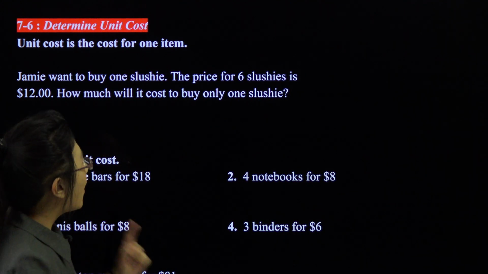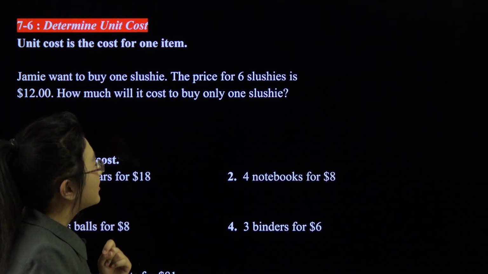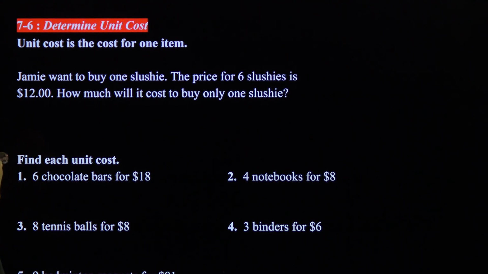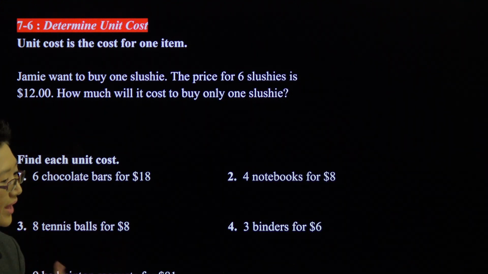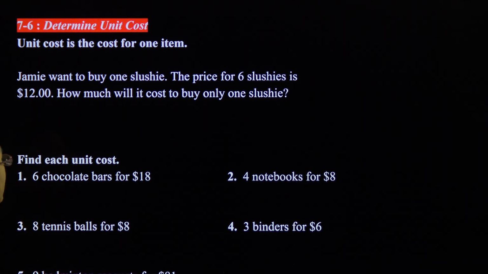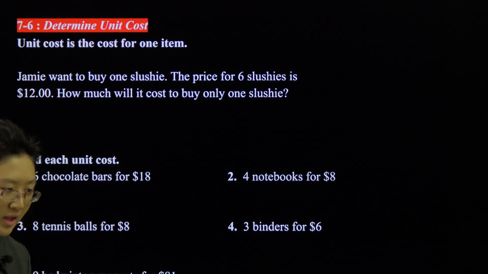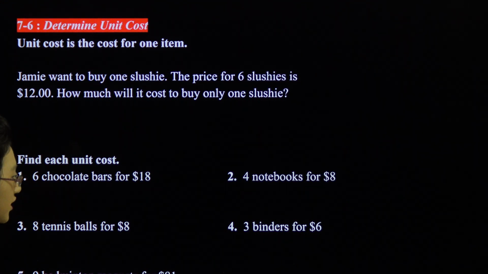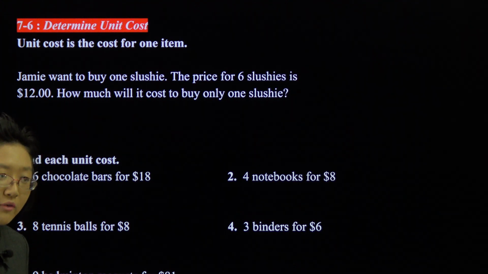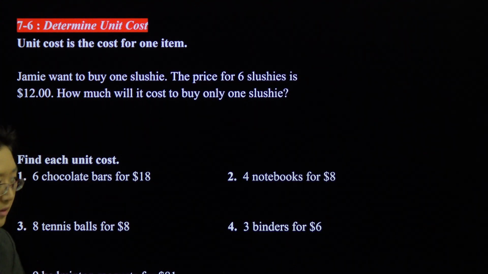Jamie wants to buy 1 slushie. The price for 6 slushies is $12. How much will it cost to buy only 1 slushie? Well, this is basically just division. Because think about it, if 6 slushies cost $12, then the cost of 1 slushie would be 12 in 6 groups, which is 12 divided by 6, which is 2. Because 6 times 2 equals 12.